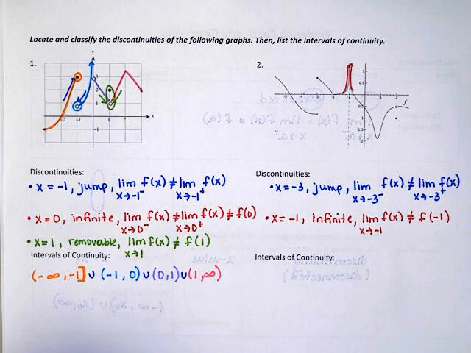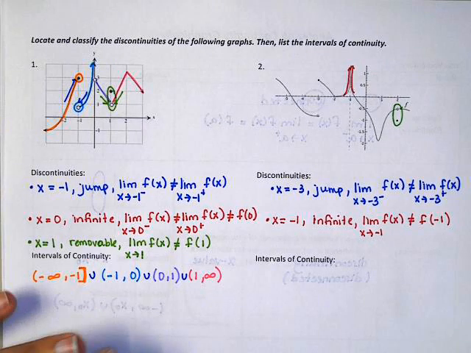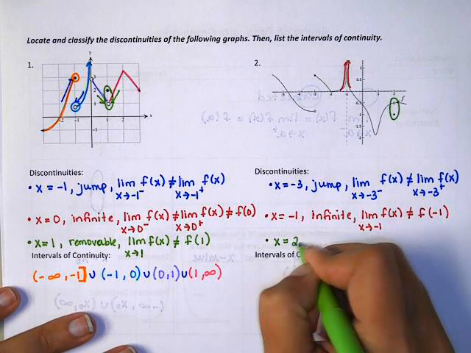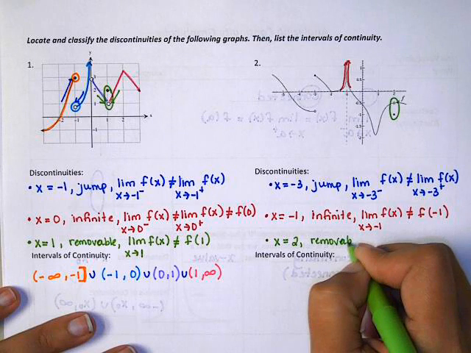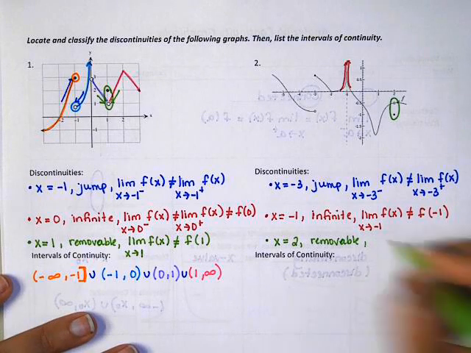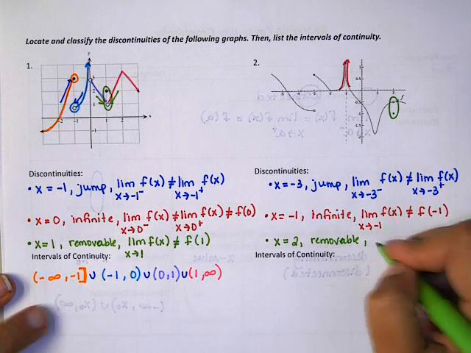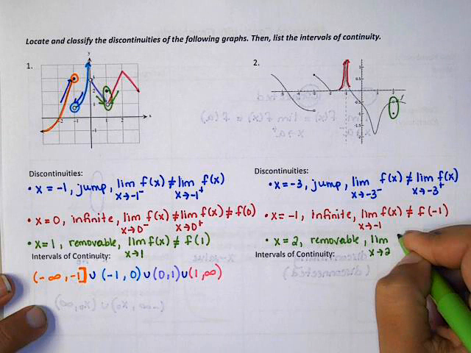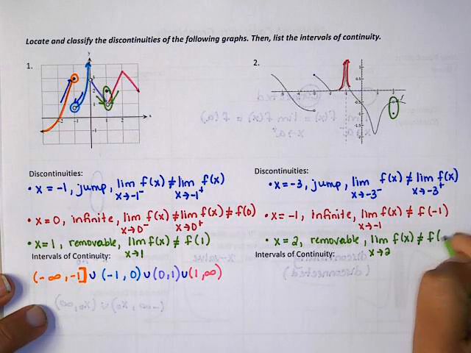And finally, the last discontinuity that I see is at x equals 2. It looks like there's a hole in the graph, which we call a removable discontinuity. So I would say x equals 2 is a removable discontinuity. Now the two-sided limit here does exist. The left and the right do match, but the limit as x approaches 2 does not equal the actual function value at 2.